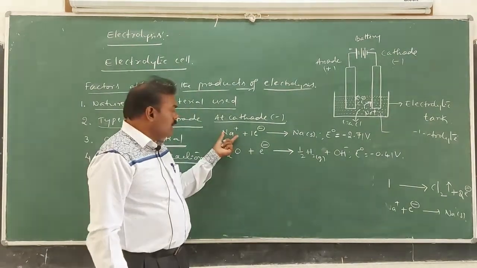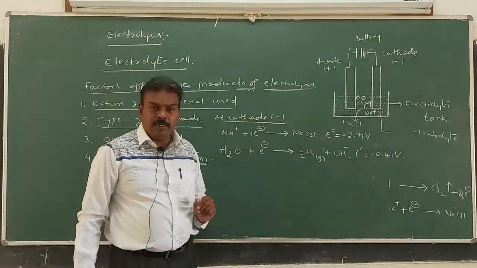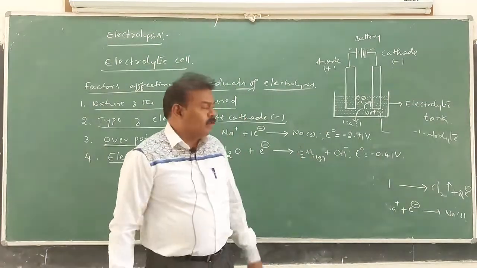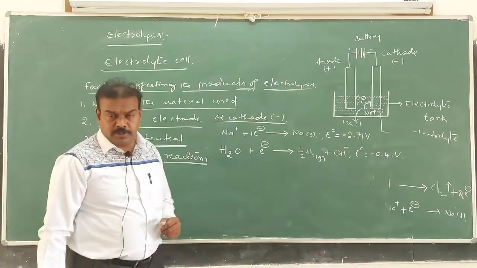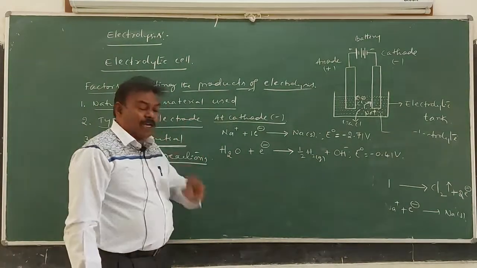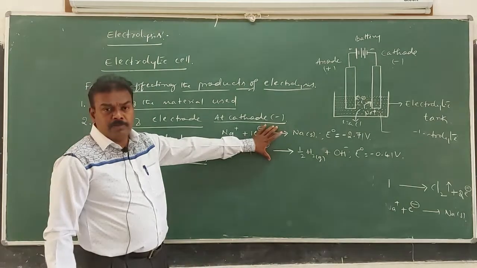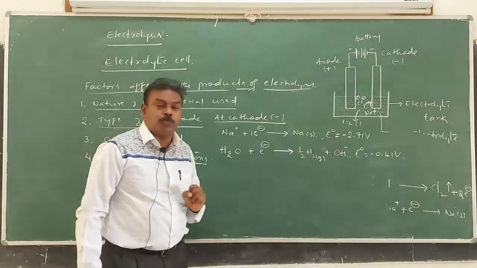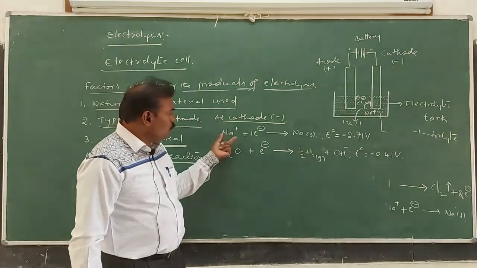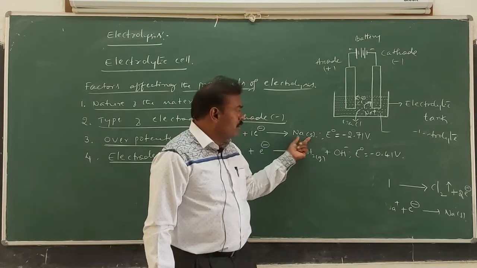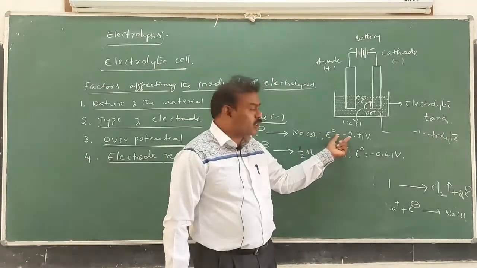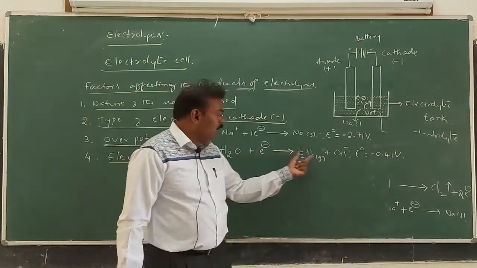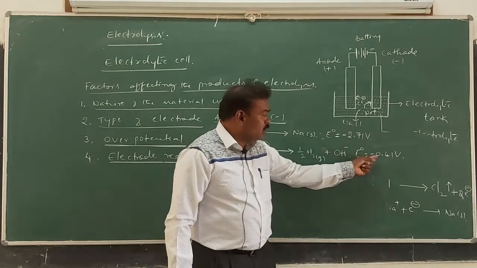One is reduction of sodium ion into sodium, and one more is reduction of water into hydrogen gas and hydroxide ion. So which is possible during the process? The product of electrolysis depends upon the discharge potential. Now you see sodium ion to sodium metal, the reduction potential is minus 2.71 volt, and the reduction potential of water to hydrogen and hydroxide ion is minus 0.41 volts.